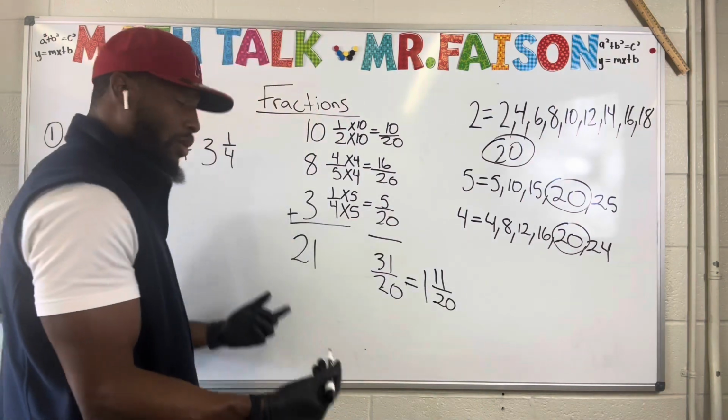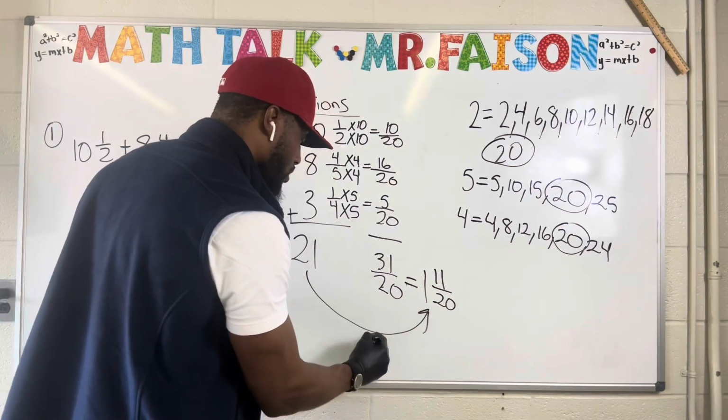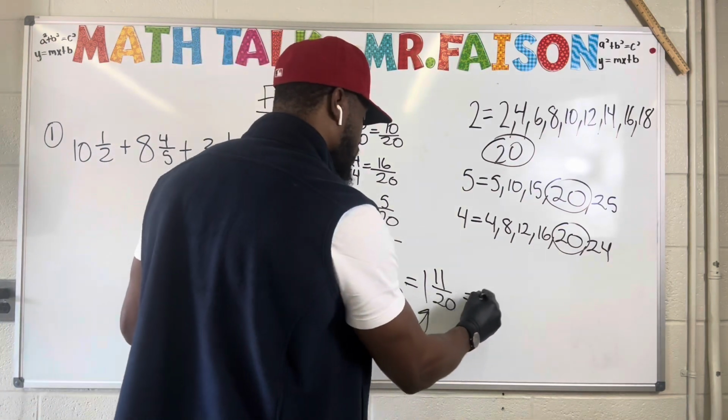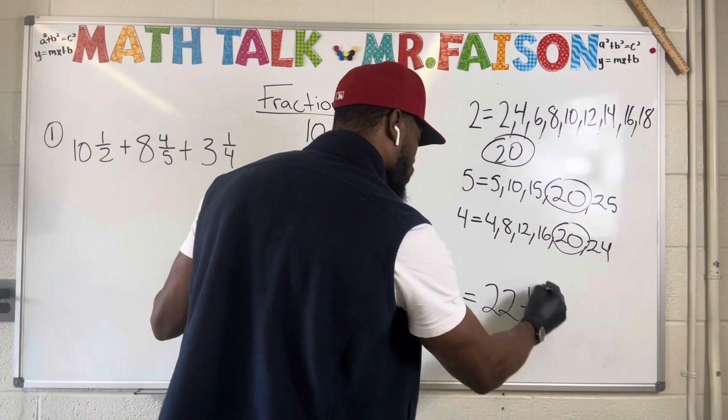All right? Now what I can do is add this 21 to this. I can add that to that. And this now will become 22 and 11 over 20.